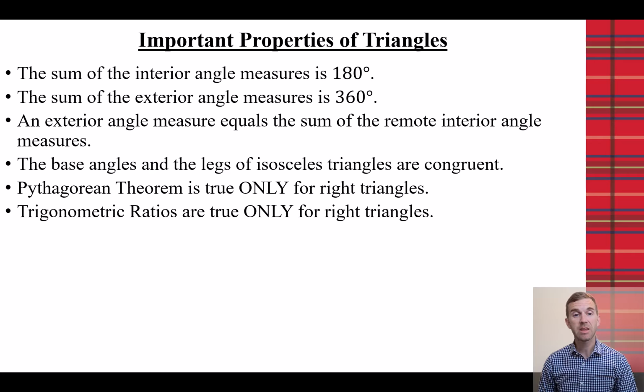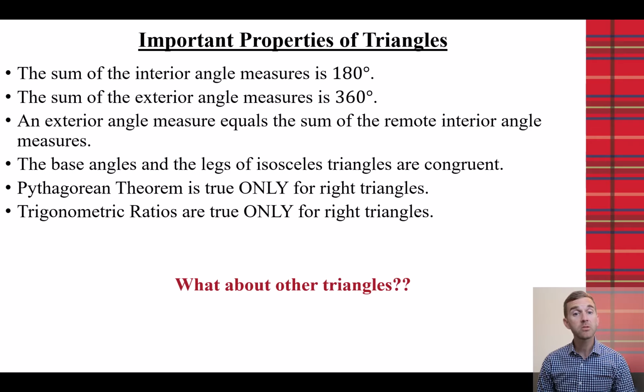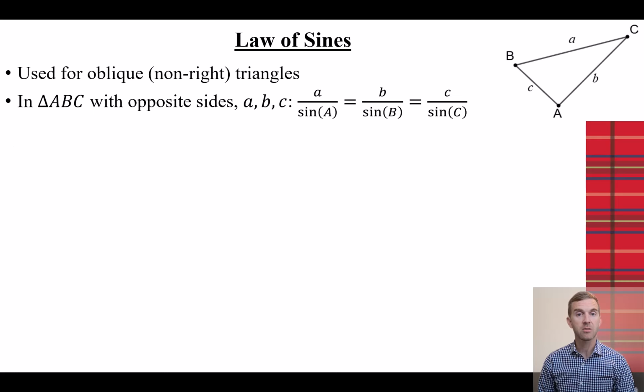that the base angles and the legs of isosceles triangles are congruent, and that the Pythagorean theorem is only true for right triangles, and trig ratios are also only true for right triangles. But that leads to a question. What about our other types of triangles? And we do have methods that can help us calculate some of these missing pieces in other triangles.